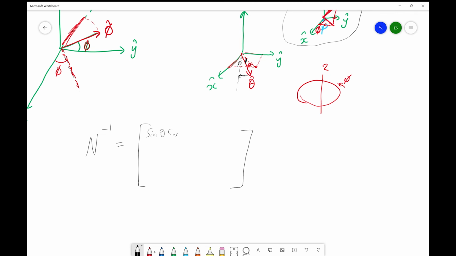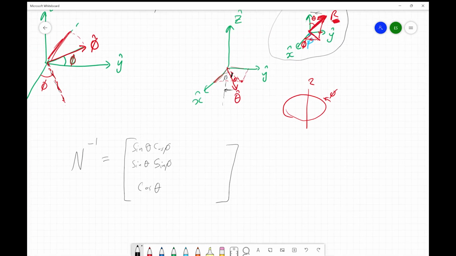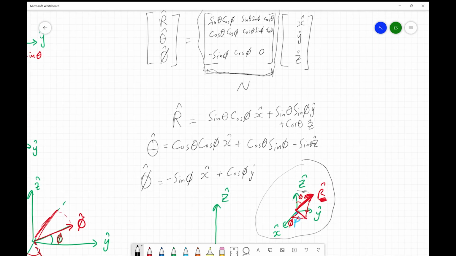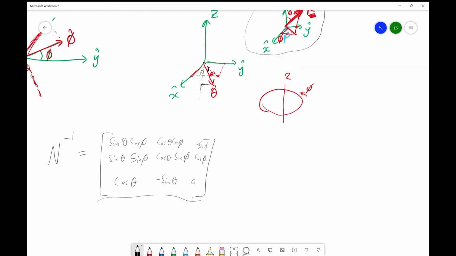sine theta cosine phi, sine theta sine phi, cosine theta. I handled the first row, and then the second row I turned into a column: cosine theta cosine phi, cosine theta sine phi, minus sine theta. And then take the last row and turn it into a column: minus sine phi, cosine phi, 0. So this is the n transformation, the inverse transformation.